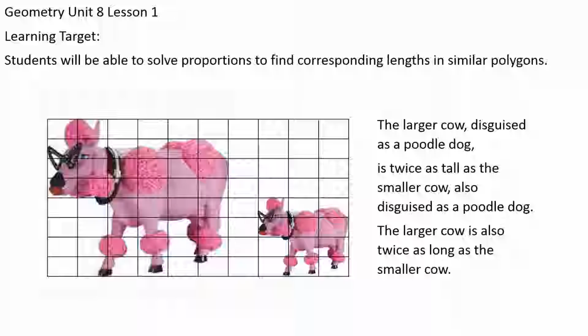Right? If you look at the height, the vertical units, one of them is 8 tall, the other is 4 tall. If you look at the length, the horizontal units, one of them is 6, and one of them is 3. So those are proportional. They're similar to each other.